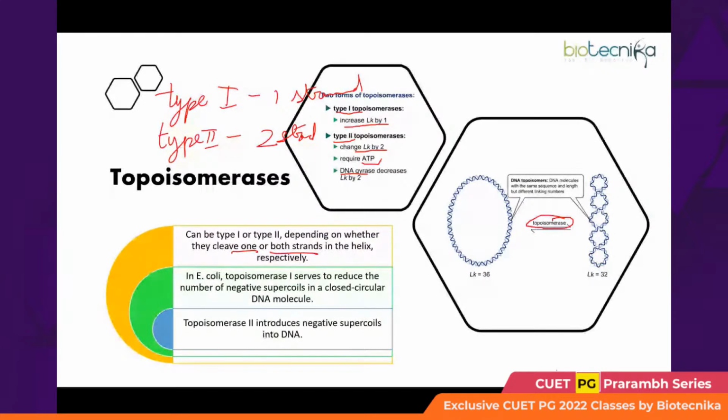Type 2. Shrivani, it's the topoisomerase 2 that requires ATP. Type 2 requires ATP.